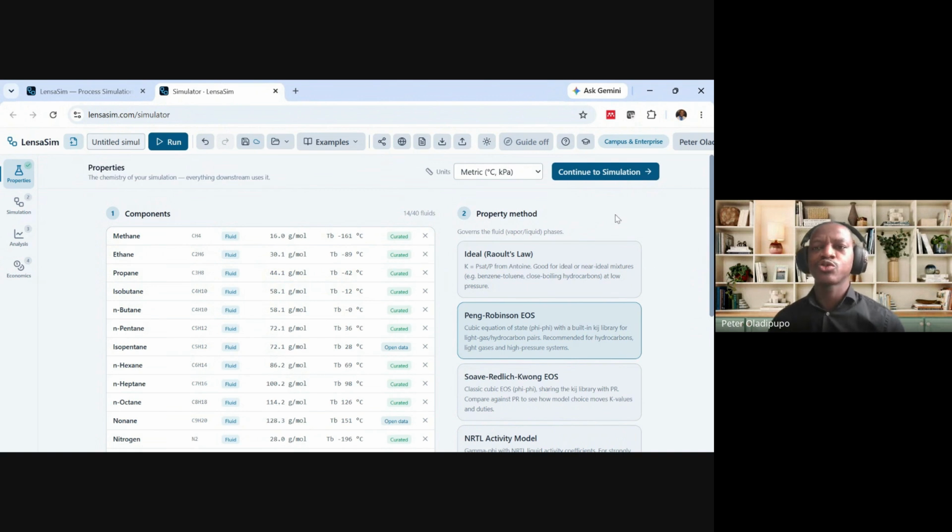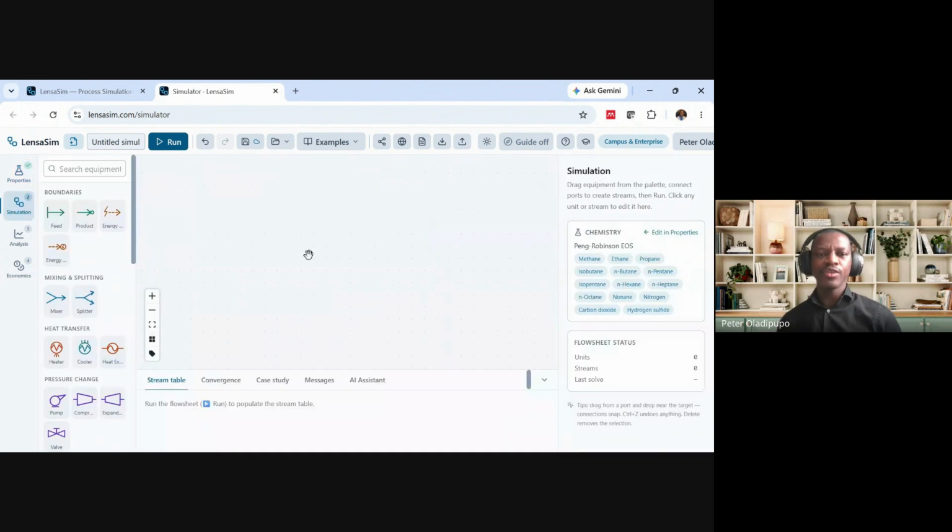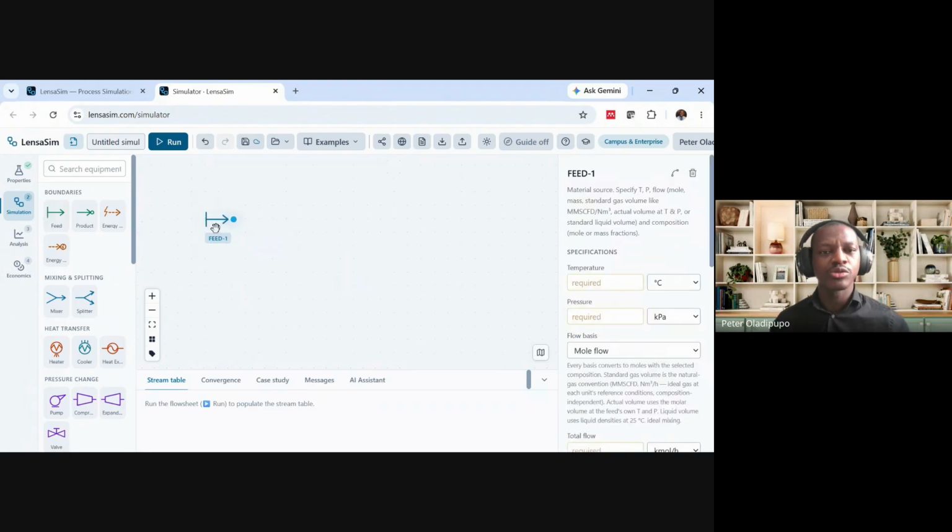So once we've done that, the next step is to continue to simulation. Okay, so we are now in the simulation environment. What we've done in the properties environment is to specify the components and then define the property package to go along with them, and you see that at the right column here of the environment. The process will now begin, one unit after the other, starting with the feed. We've specified the components, but we need to define the feed, that is, specify the composition of the feed, define its temperature, its pressure, and other important parameters.